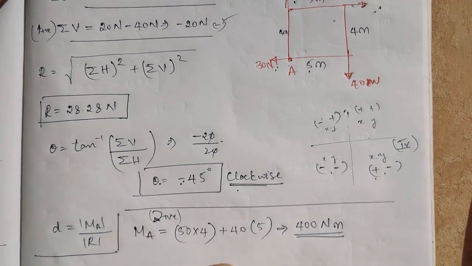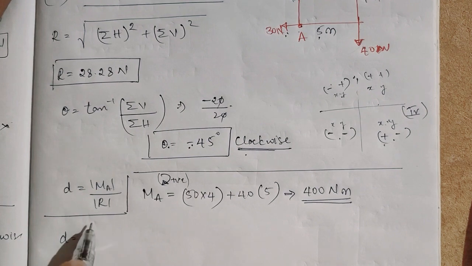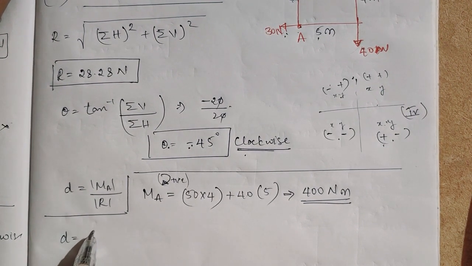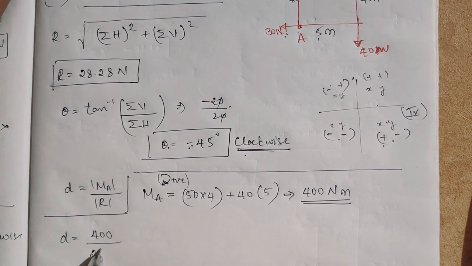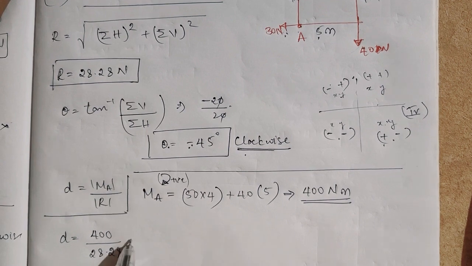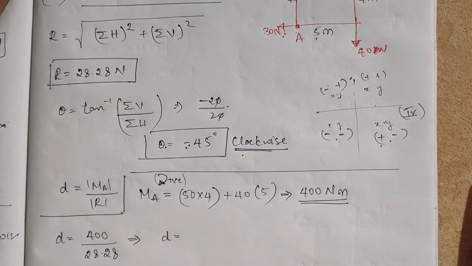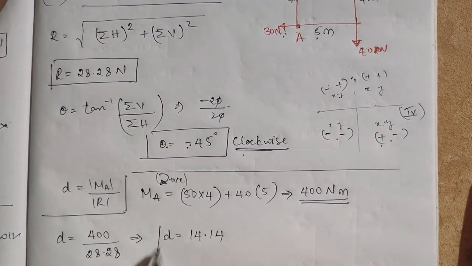So moment about A is 400 Newton meter. Now I will find the distance of point A from the resultant R, that is 400 Newton meter divided by 28.28. This implies d is equal to 400 divided by 28.28, it will be 14.14.